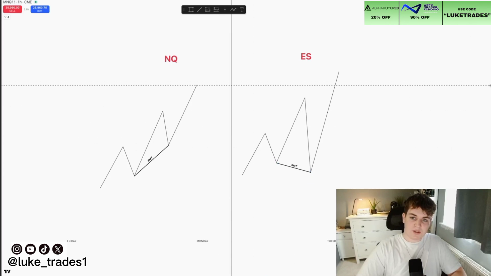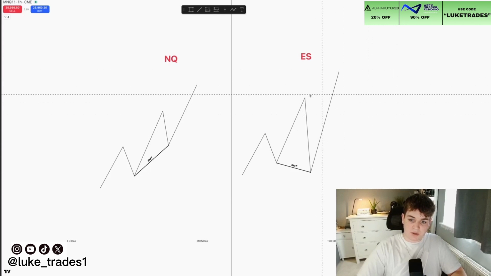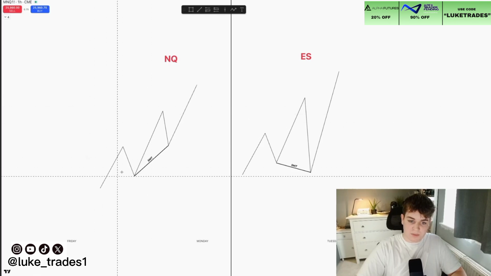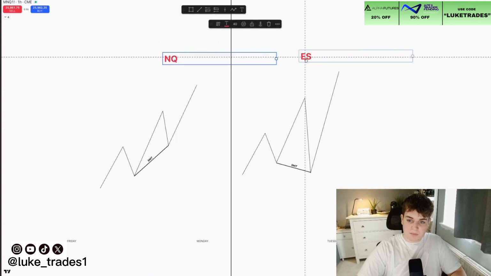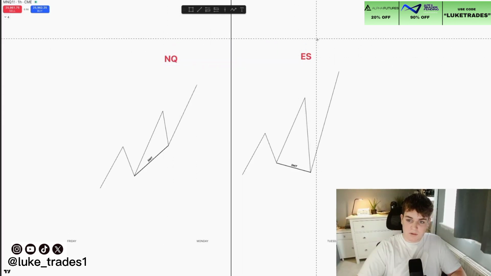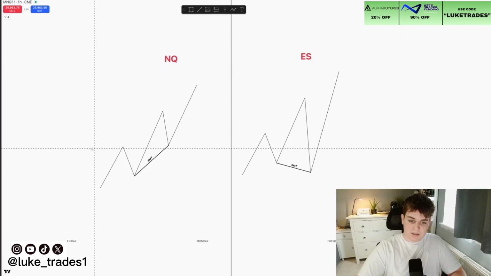Now, I'm not saying that you can't long ES in this example. It just means that you're long in the weaker asset when you want to be long in the stronger asset, okay? And then it's completely different for shorts, which I'll show you after. But this could be gold, this could be silver, this could be GU, this could be EU, right? It does not matter, okay?